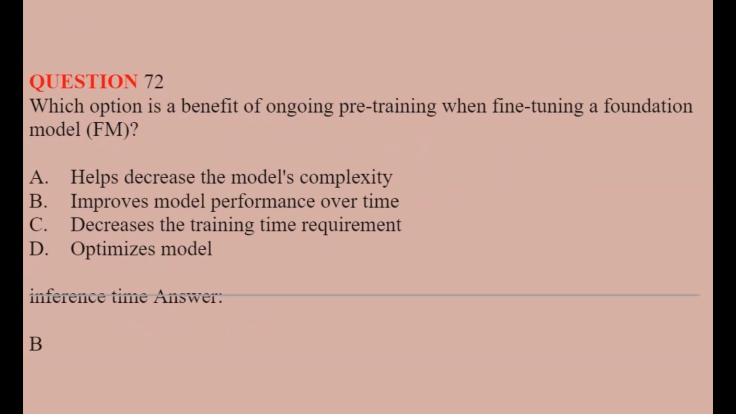Question is, which option is a benefit of ongoing pre-training when fine-tuning a foundation model FM? Option A, helps decrease the model's complexity. Option B, improves model performance over time. Option C, decreases the training time requirement. Option D, optimizes model inference time. Correct answer is option B.